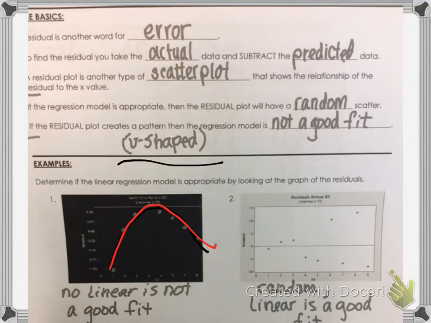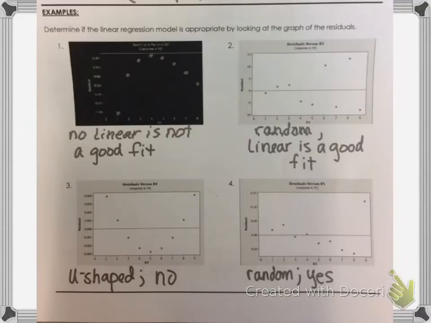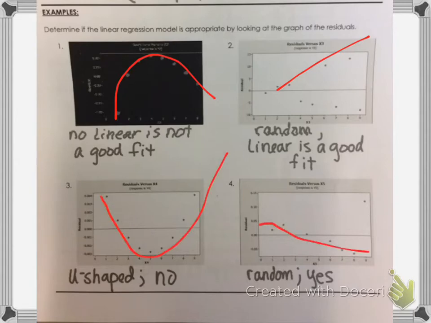Right here, this is random scatter, so we know that it is a good fit. So we'll look at these. Notice we got a pattern. No, linear is not a good fit. This is random, so it is a good fit. U-shape, no. Random, yes.